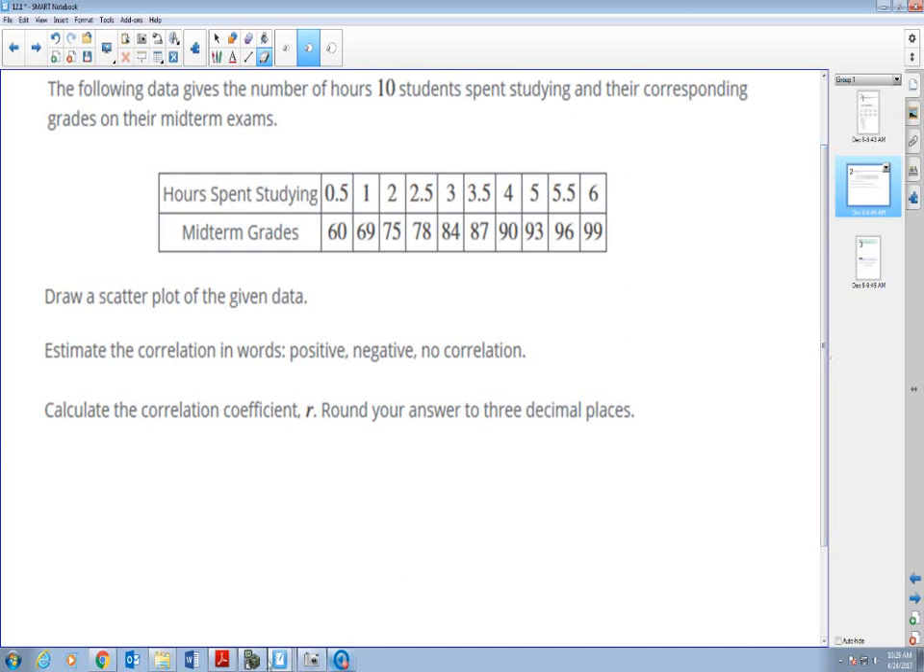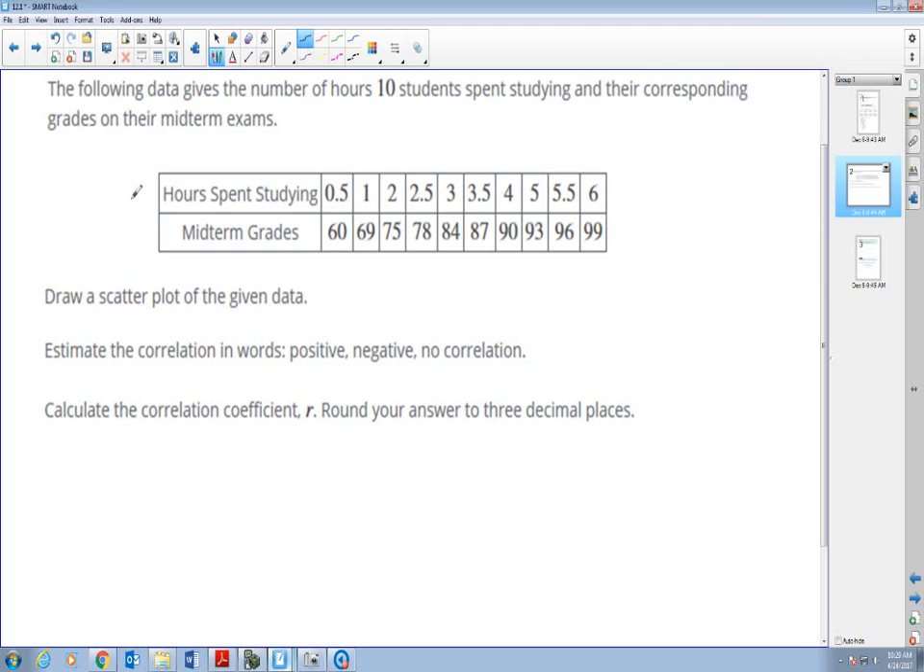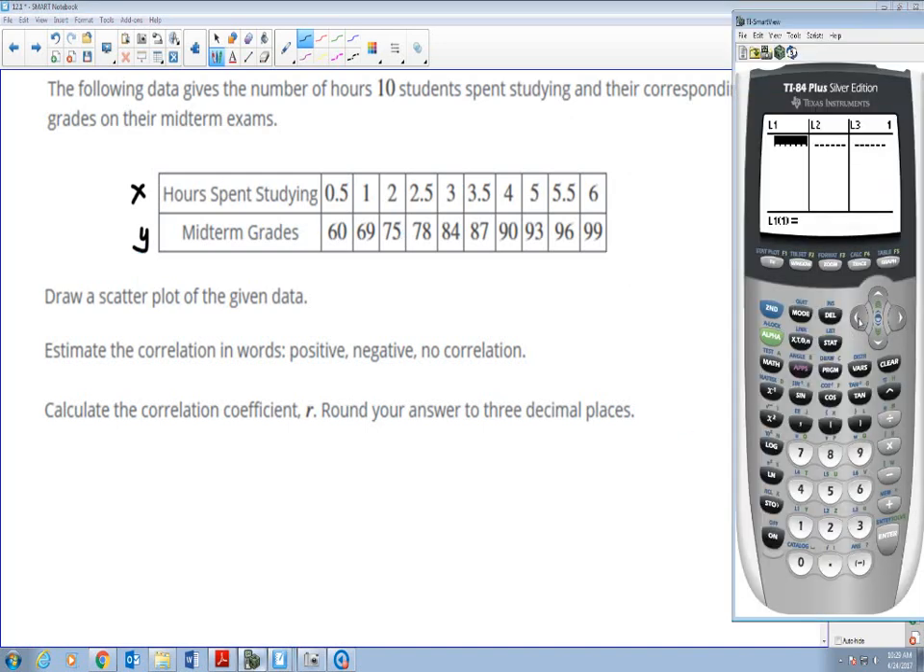If I go to my calculator, press Stat, Edit, and go ahead and type in. The hours spent studying is going to be my X variable. My output, or my Y variable, is going to be the midterm grade. So let's type in these.